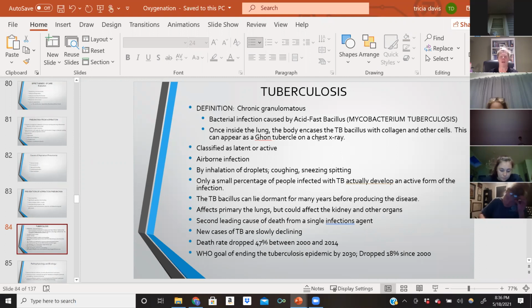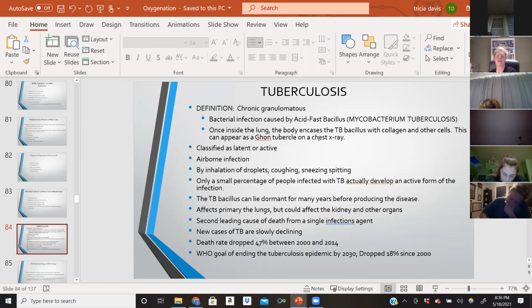When we talk about tuberculosis, we're going to classify it as latent or active. We're going to talk more about that. It is an airborne infection. If your patient has it and they're in a hospital, they need to be on airborne precautions in a negative pressure room. You can give it to other people by inhalation of these droplets. It can be coughing, sneezing, or spitting.